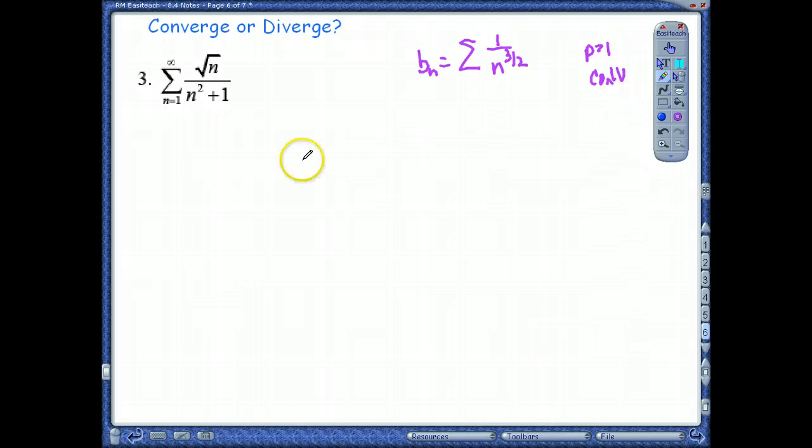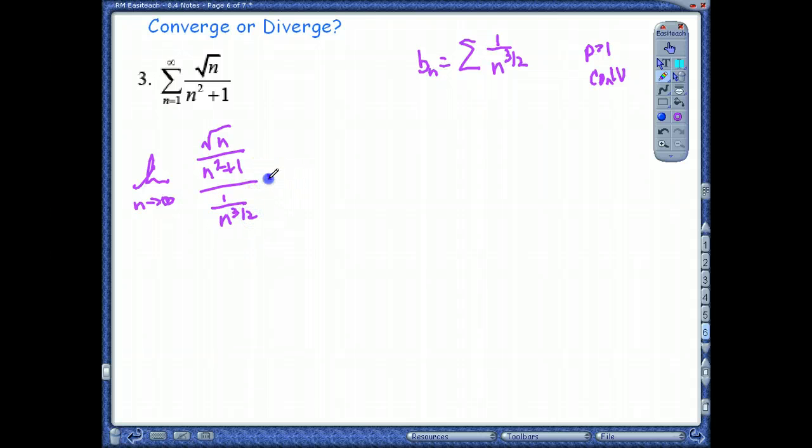Okay. So I'm going to do my limit comparison. I'm going to do my limit as n approaches infinity of the one in question. We want that on top where we can keep an eye on it. And the one I already know about. Okay, I'm going to flip and multiply. I'm just going to change that to n to the 1/2 power for grins.